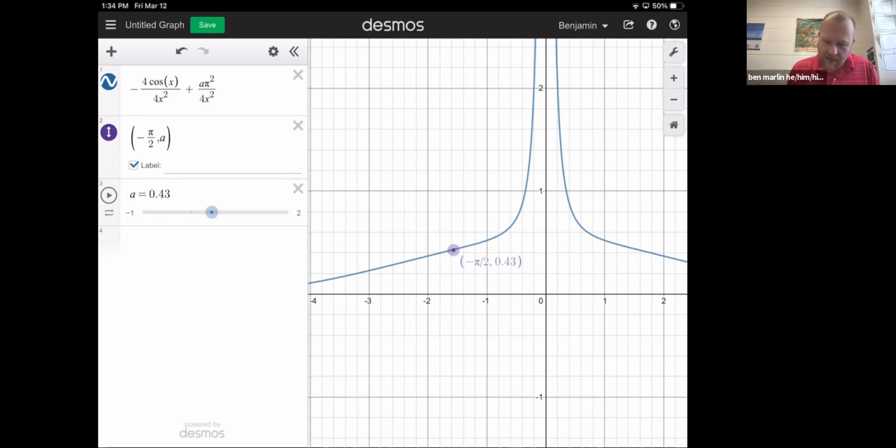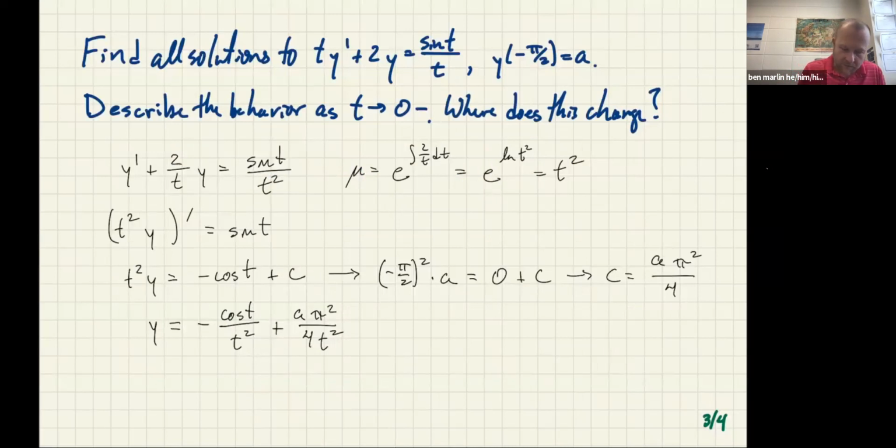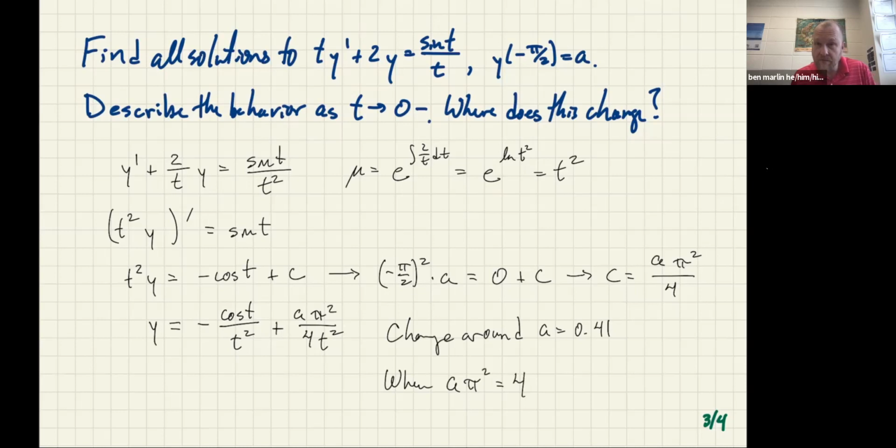So the answer to the question here is, where does it change? So change around a equals 0.41-ish when a pi squared equals 4 and due to Taylor expansion.